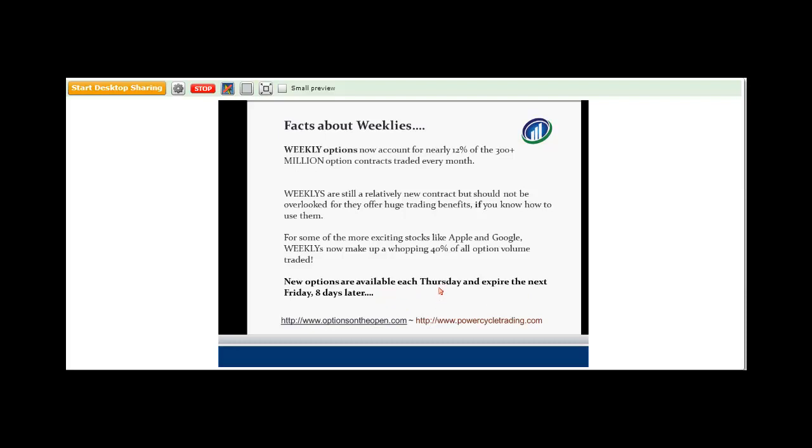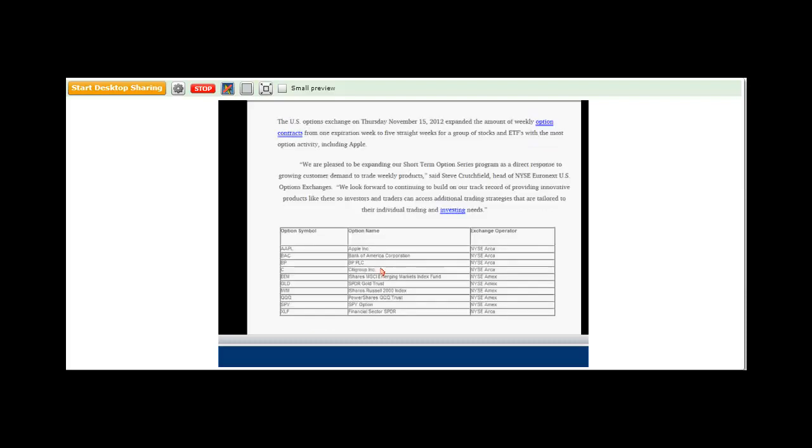Now the weeklies come out every Thursday, a new contract, and then expire the following Friday, 8 days later. And just recently in November, they added additional weekly option contracts. So now you get 5 straight weeks of weeklies on certain stocks and ETFs. It's a great vehicle for trading covered calls, for trading options outright or spreads, and you can really reduce your risk and lower your costs if you know how to use options.